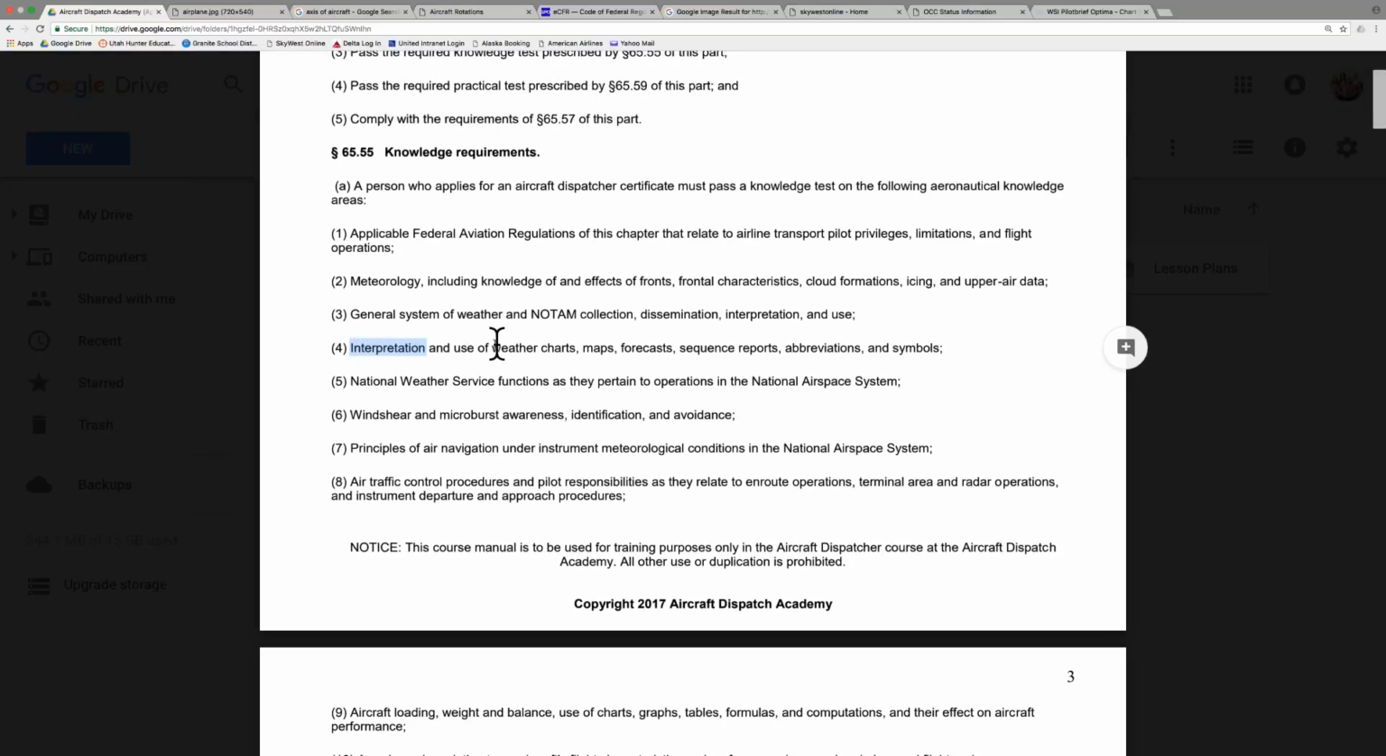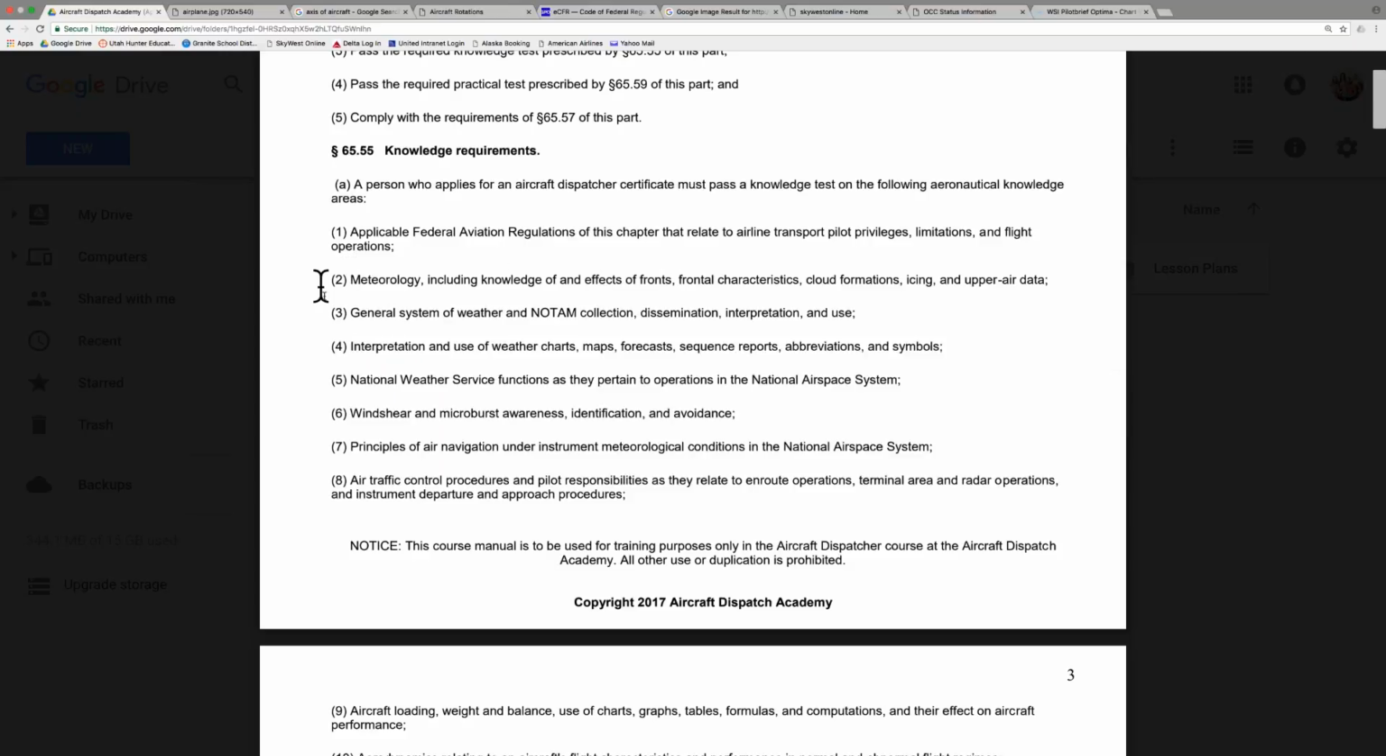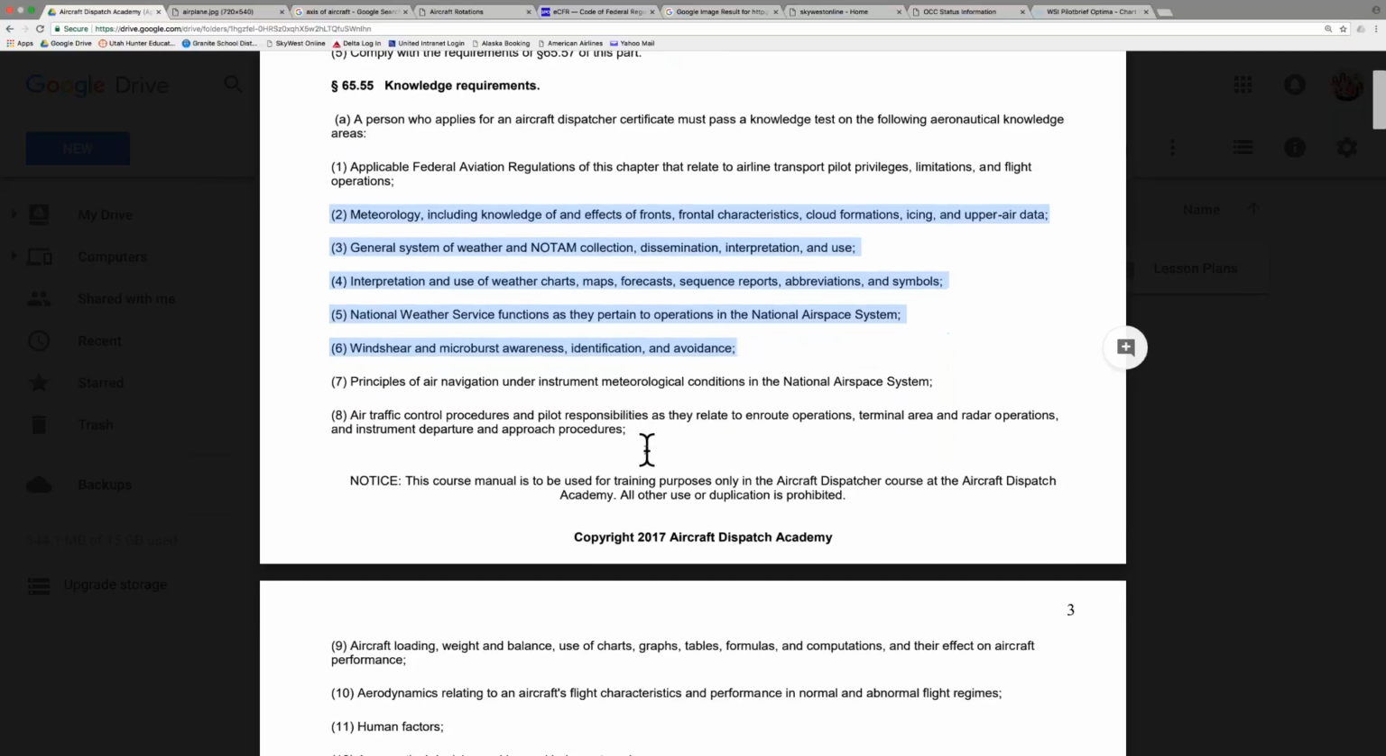Interpretation of weather charts, maps, forecasts, sequence reports, abbreviations, and symbols. All stuff that we looked at and we'll talk about when we talk about meteorology. Talk about the National Weather Service and its functions. This is all kind of covered in meteorology when we're talking about weather.